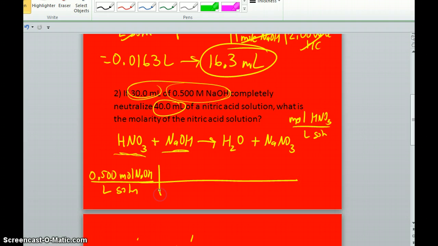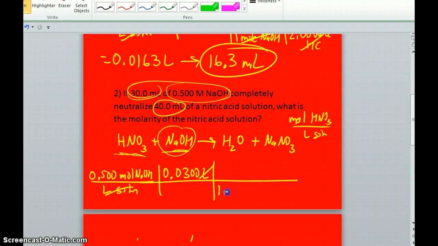And in this example problem, I'm given 30 milliliters, otherwise known as 0.0300 liters. And the volume of solution cancels. So that's how many moles of this reactant we're working with. And because it's 1-to-1, I will need an equal number of moles of nitric acid.